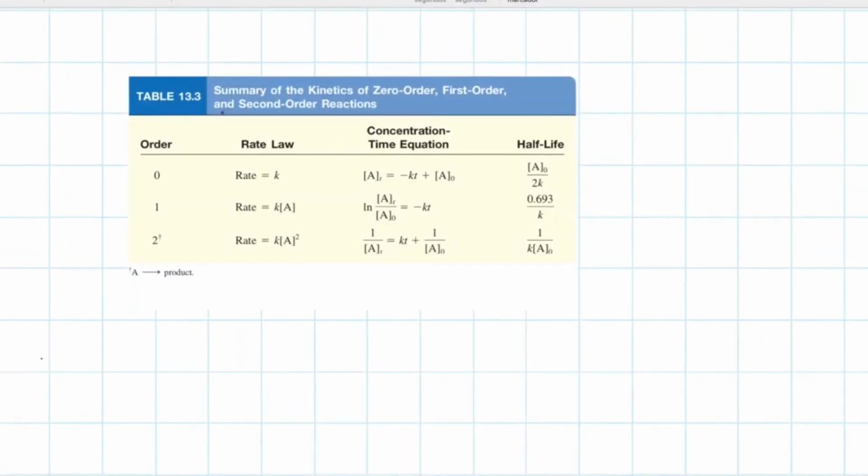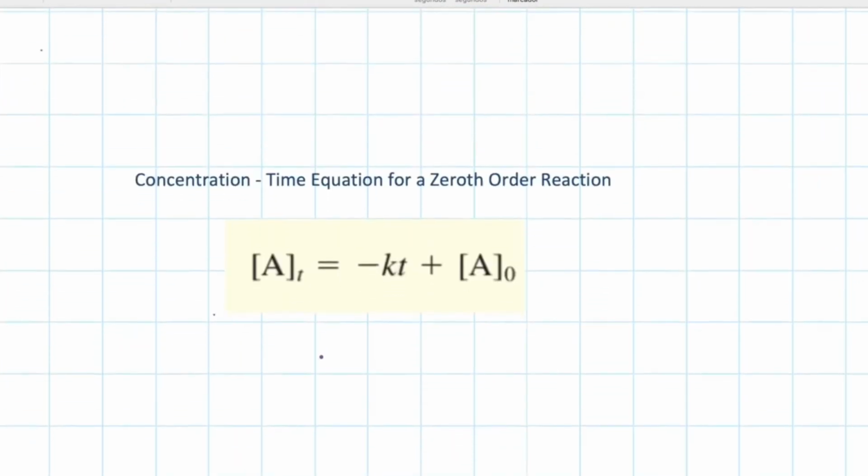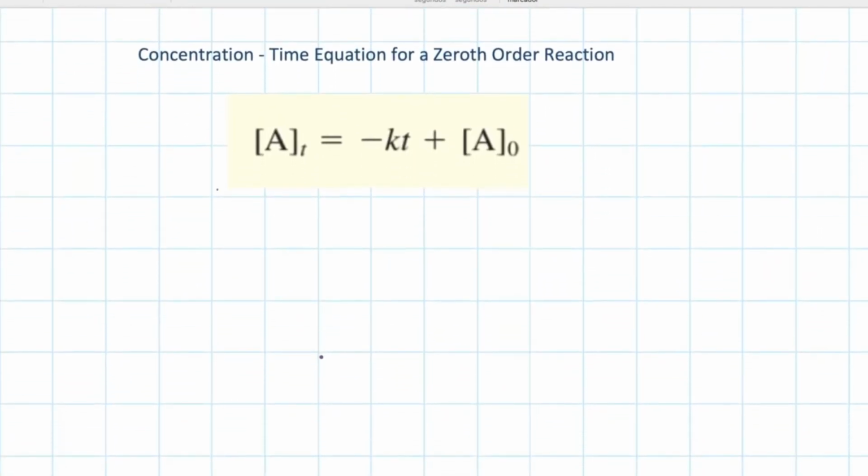So right here we have this table that will help us remember our concentration time equations for our different orders. We also have the half-life equations, which are the ones that we're trying to figure out. So let's start with the zero order half-life. Here we have the concentration time equation for a zero order reaction, and since we're looking for T1/2, the first thing we want to do is solve for T.